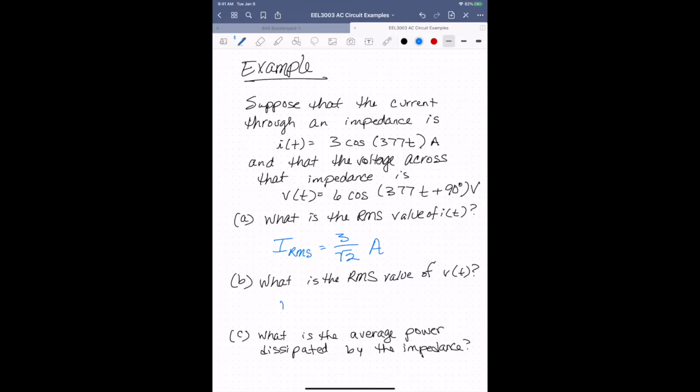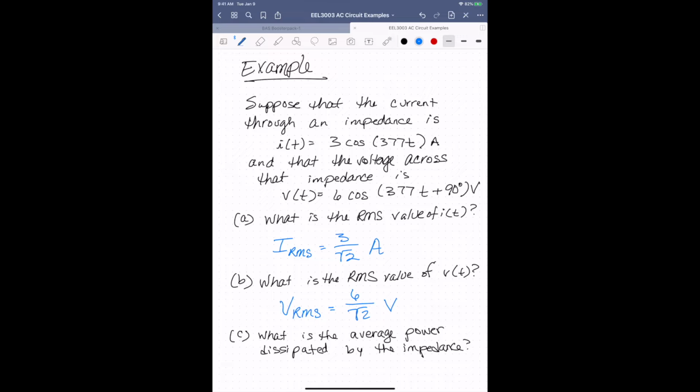Similarly, to figure out the RMS voltage across that impedance, we take the amplitude, which is 6, divided by the square root of 2, and that's going to be in volts. We went over this in the definition of RMS values.